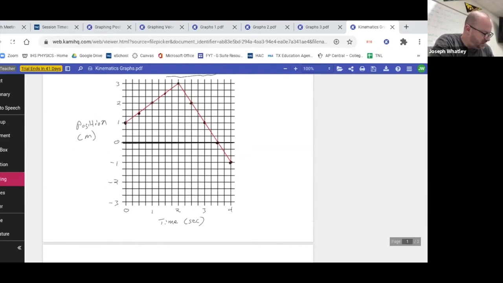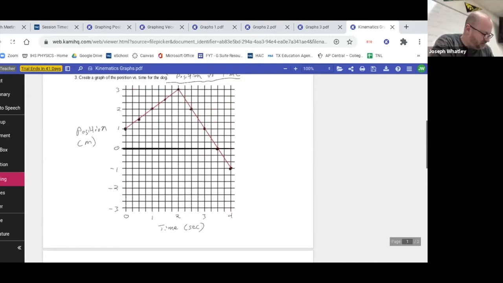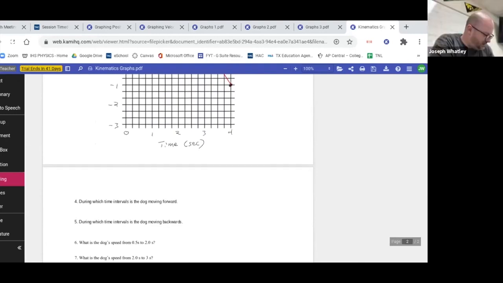Just throw some answers out. When is he moving forward? 0 to 2 seconds. When is he moving backwards? 2 to 4 seconds. Yep. What is the dog's speed from 0.5 to 2 seconds?